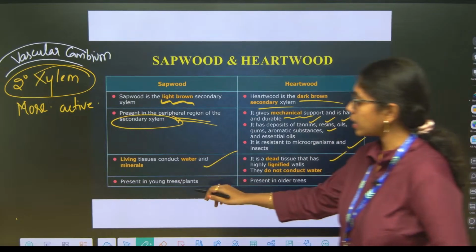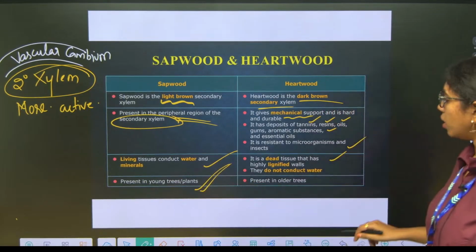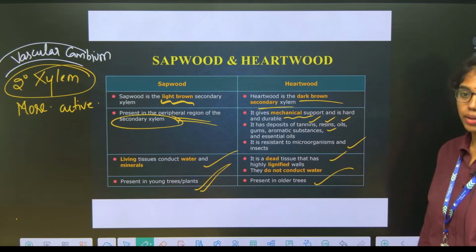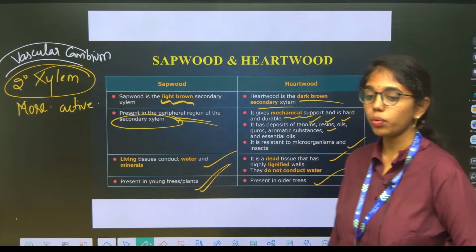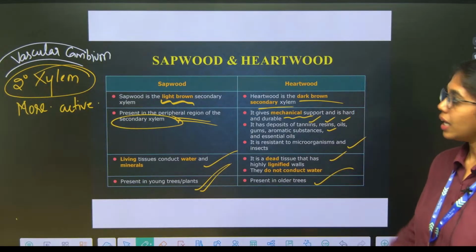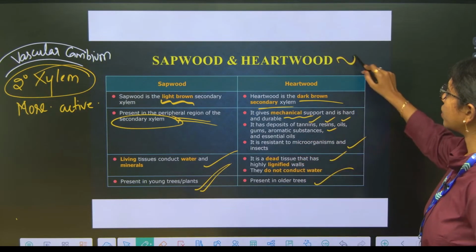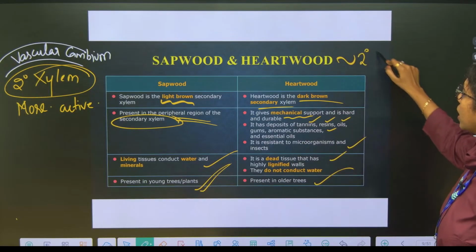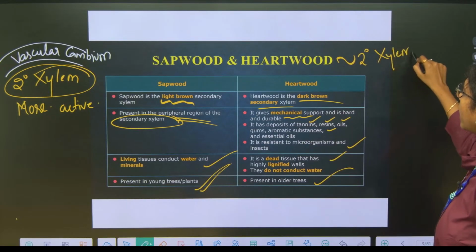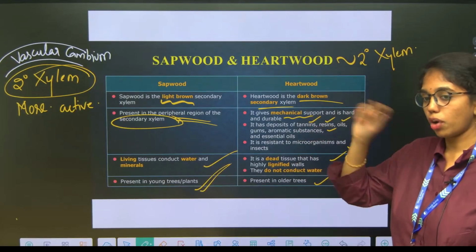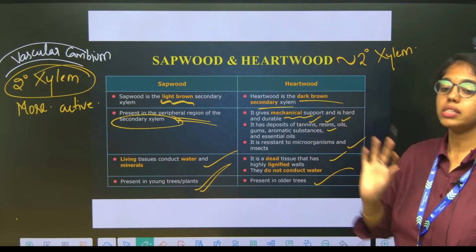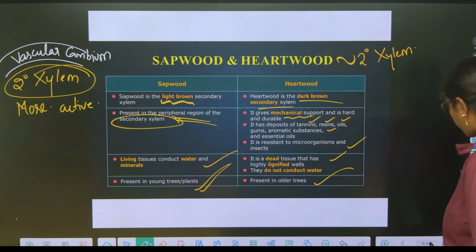Sapwood is present in the young trees or plants. Heartwood is present in the older trees. This is the difference between sapwood and heartwood, spring wood and autumn wood. Clear, right? Heartwood and sapwood are with respect to what? Secondary xylem. Spring wood and autumn wood are with respect to the seasons, the bands or rings which are formed in seasons. Clear? Do not get confused.